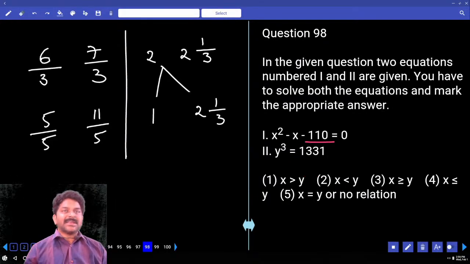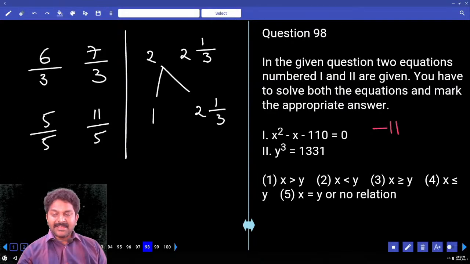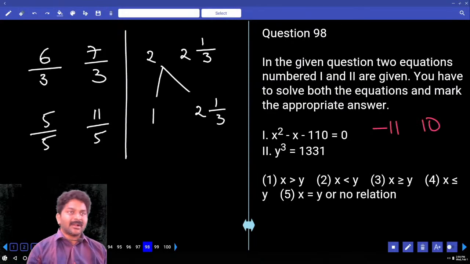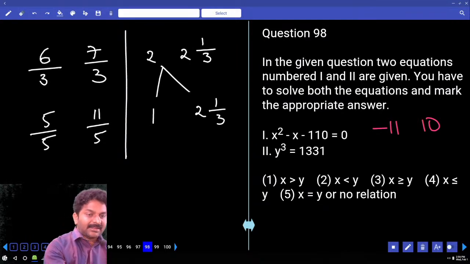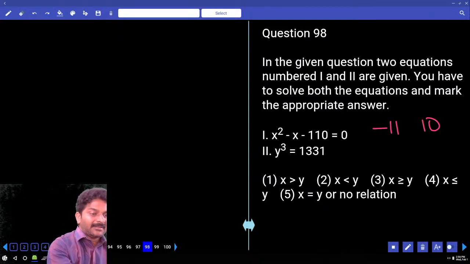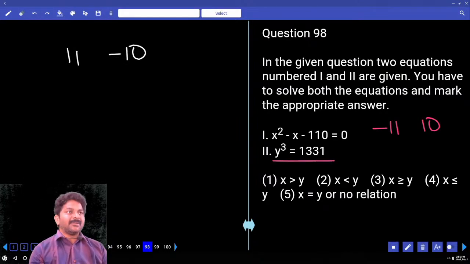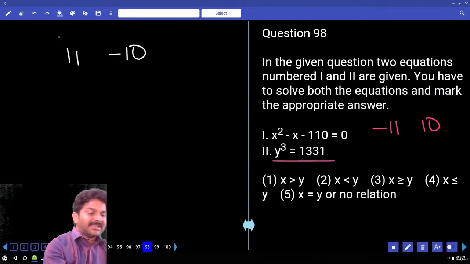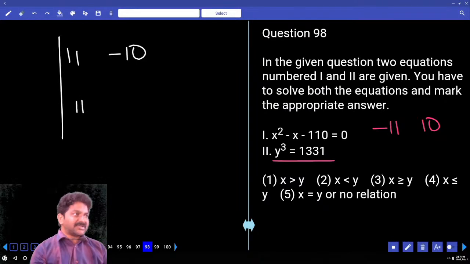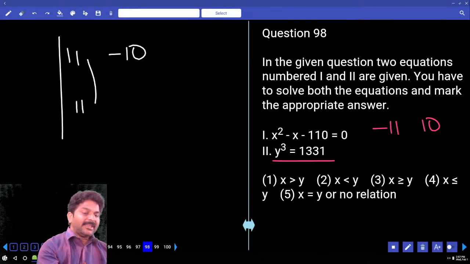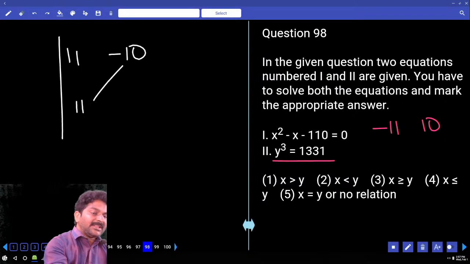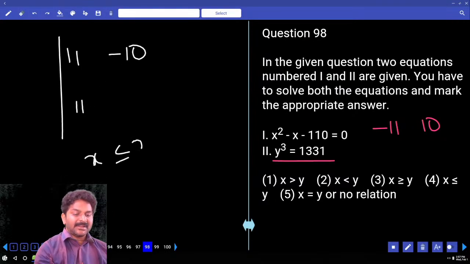Product is minus 110, sum must be minus 1. Minus 11 plus 10 is the combination. Then factors are plus 11 minus 10. Y cube is equal to 1331, then y is equal to only positive. Equal condition, less than condition. X less than or equal to y.